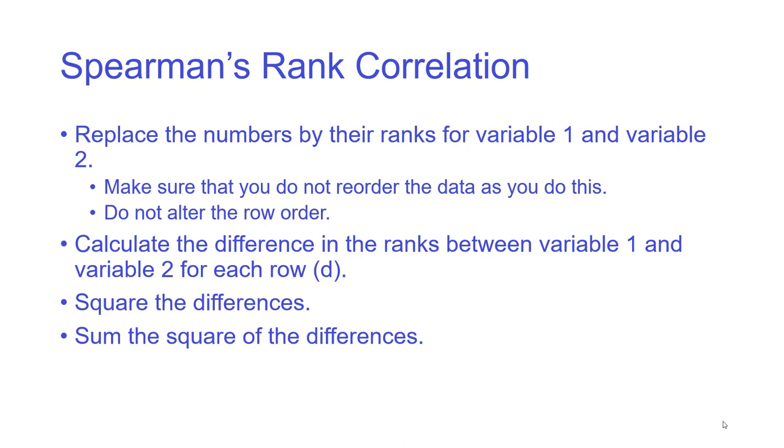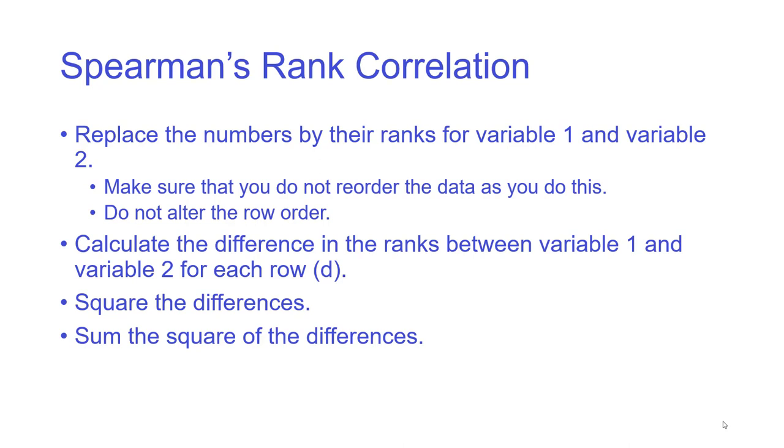What you do is replace all the numbers by their ranks for variable 1, then you replace all of the numbers by their ranks for variable 2. Don't reorder the data, because that would be pointless: then you'd have 1 by 1, 2 by 2 and so on. And that's the thing that you're checking for.